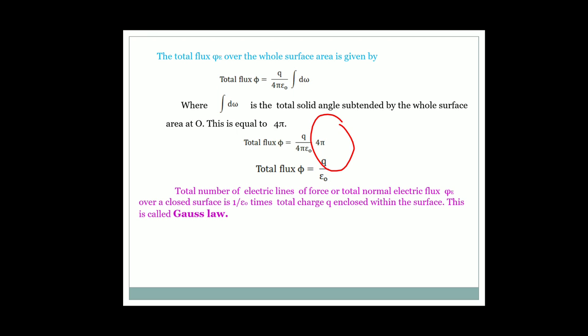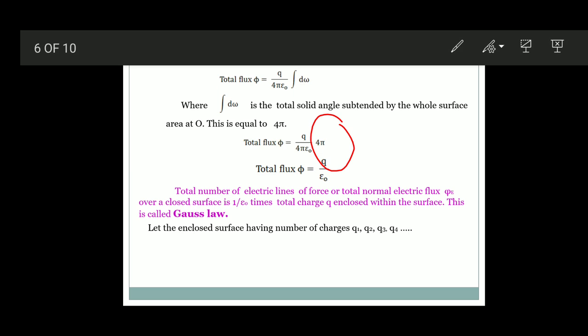So the total number of electric lines of force, or total flux over a closed surface, is 1 by epsilon naught times the total charge q enclosed within the surface. This is called Gauss law. If there is not a single charge q, but a number of charges inside the closed surface, then what happens? For example, this is some closed surface.